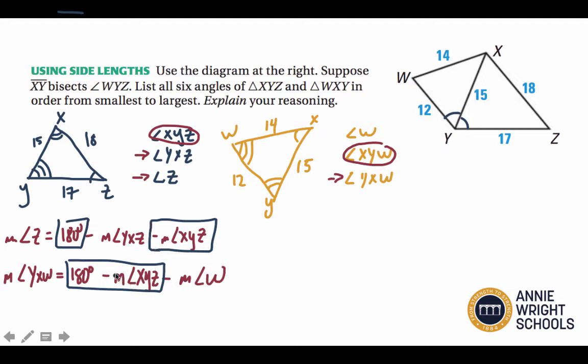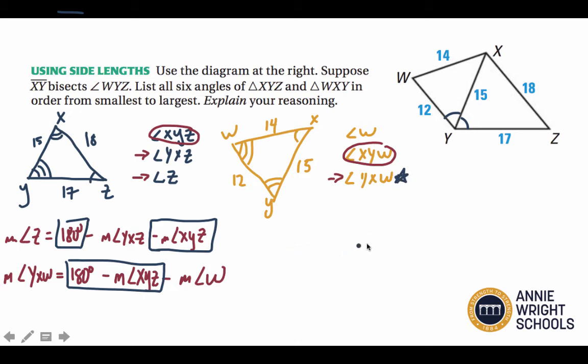Good? So what I know is that the measure of angle Z is this number, whatever that number is, and it's in both, minus this. And I know the measure of angle YXW is this number minus the measure of angle W, which is the largest angle in the picture. That means this has to be the smallest angle. It has to be smaller than Z. So now I know that this is the smallest.